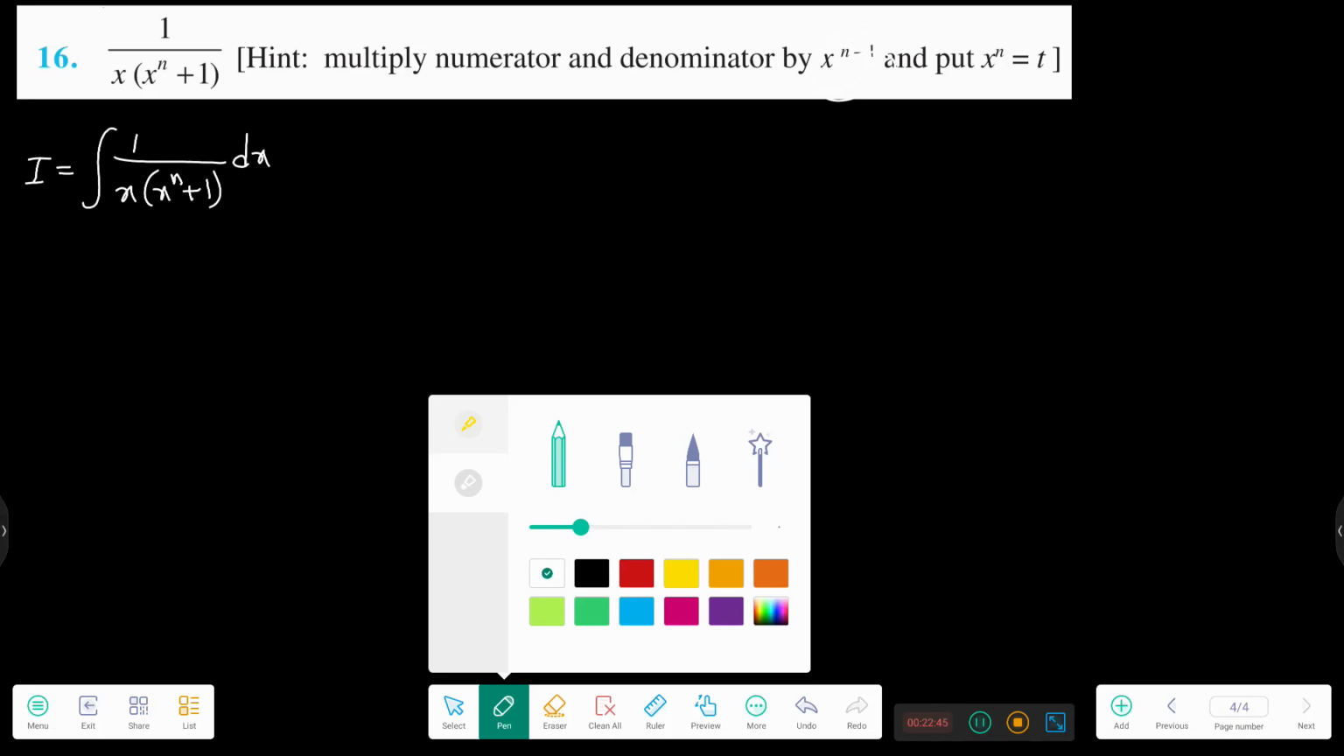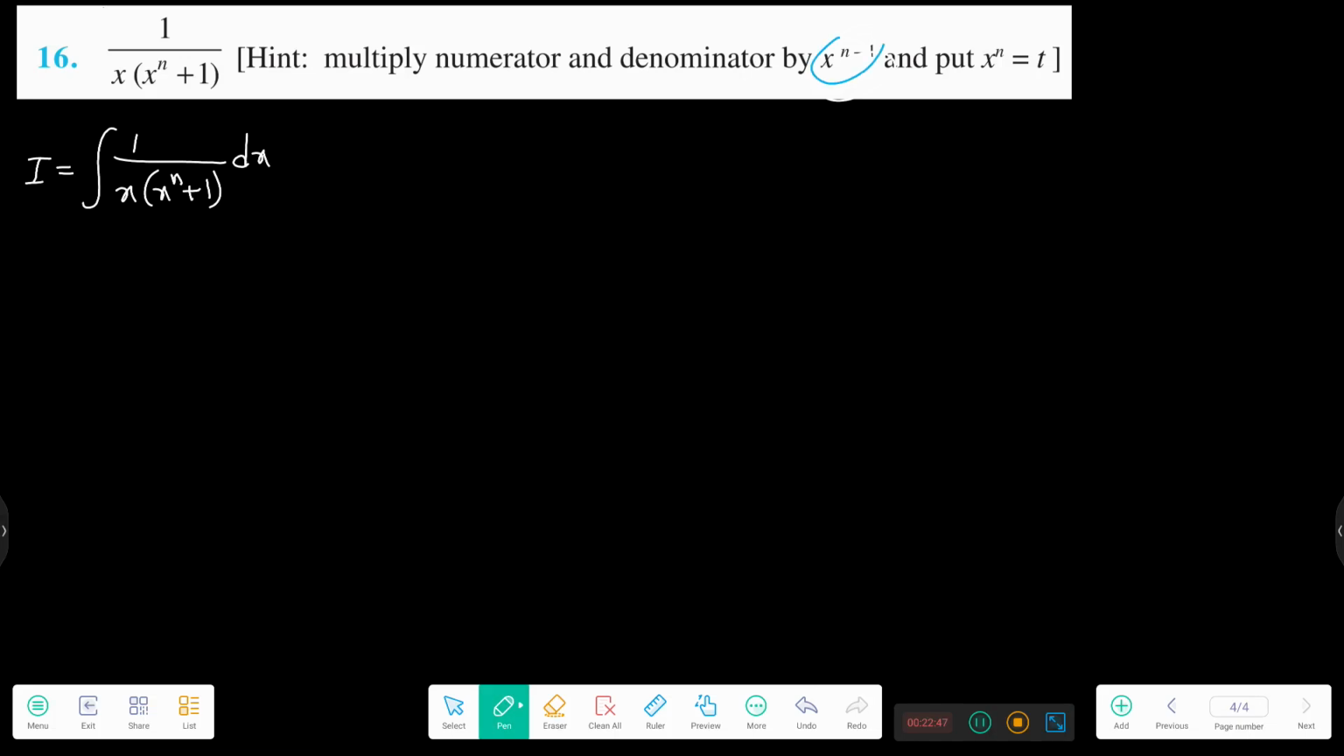For the next, question number 16. 16, we will take I is equal to 1 divided by x into x power n plus 1 into dx. The hint they gave, what now? You can notice it. Both numerator and denominator we have to multiply by what? What they are telling? x power n minus 1. They are asking to multiply x power n minus 1.